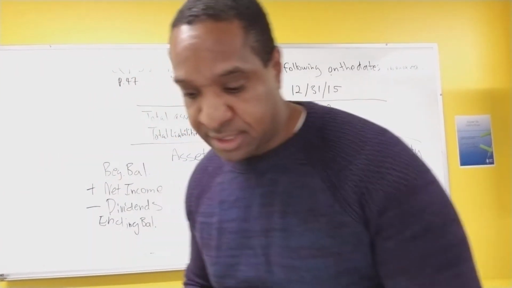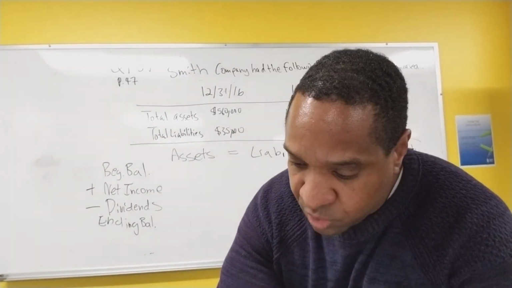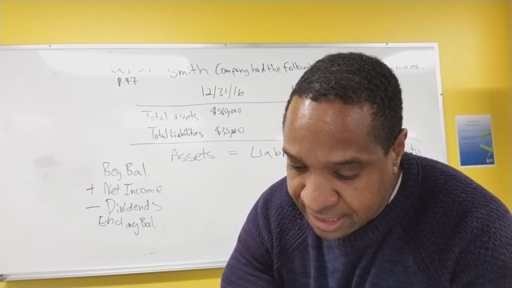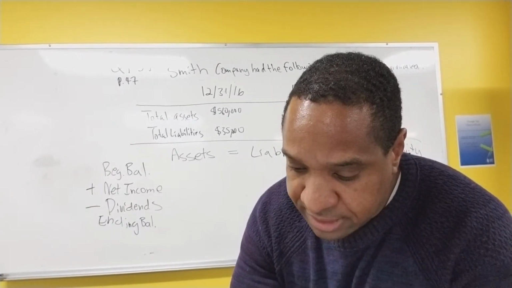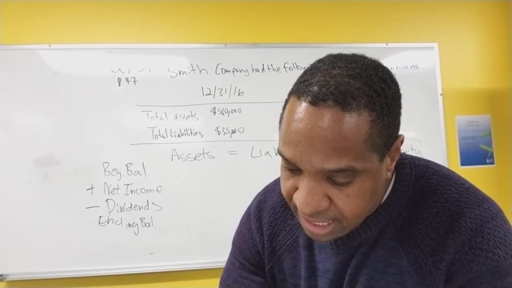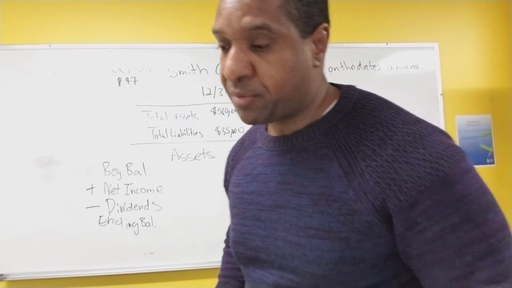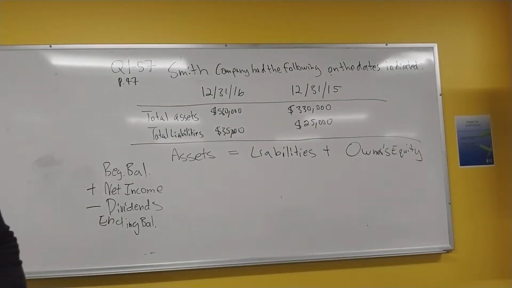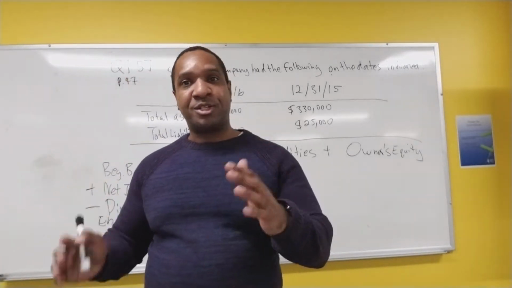So let's see what else it says. If dividends were $70,000, how much was Smith's net income for 2016? Use the accounting equation and the statement of retained earnings. So this is good. So we're going to have to figure out what net income is. So the first thing, sorry, I told you I'm not used to this.